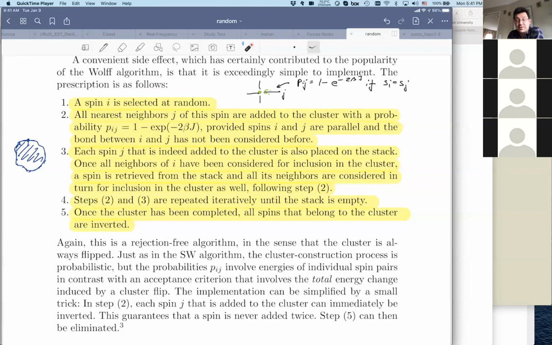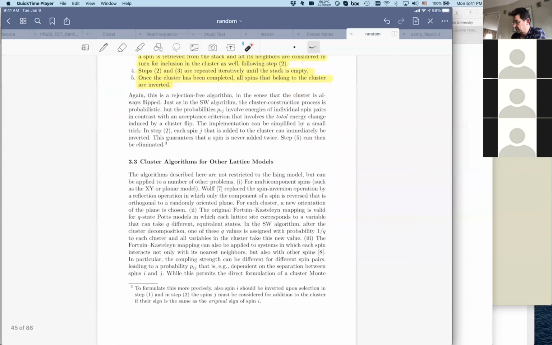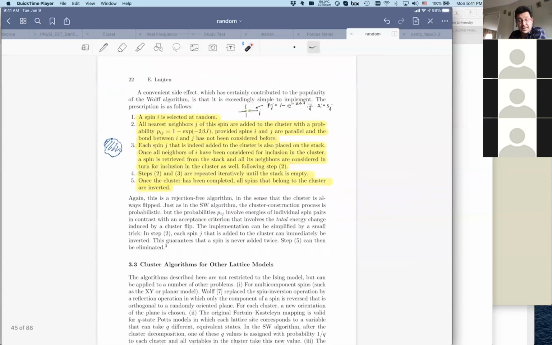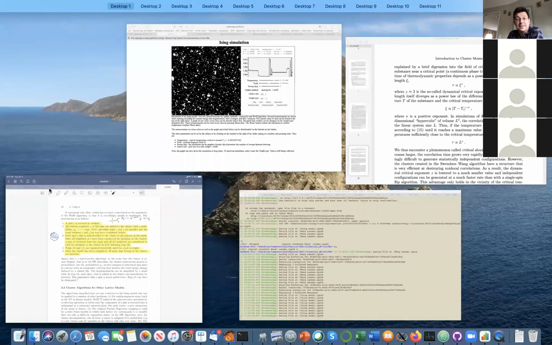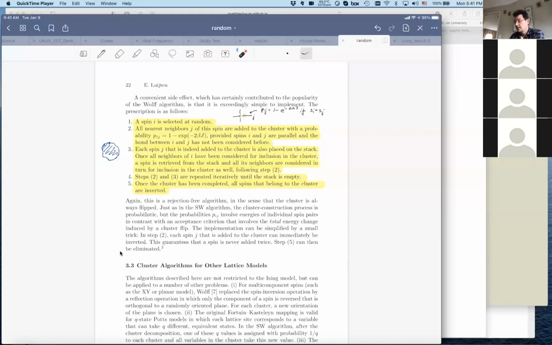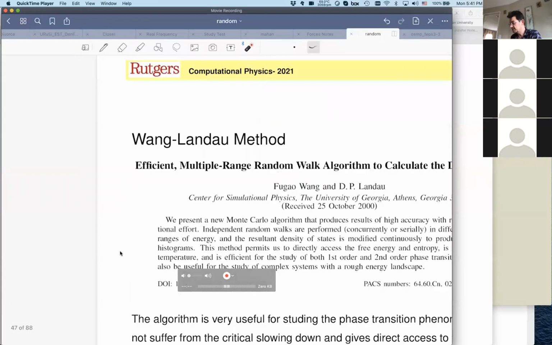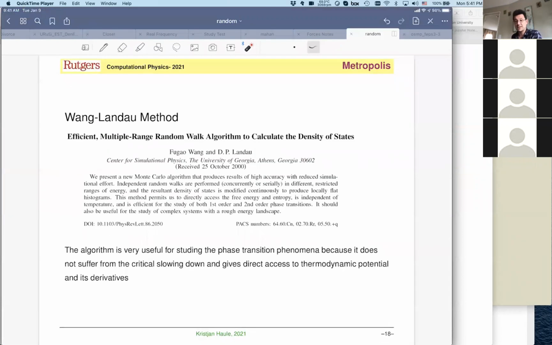Now, I just wanted to make you aware of these cluster updates, which are efficient and improve the algorithm substantially, but we are not going to actually implement them, and I didn't prove that this is the right thing to do. What we are going to do instead is calculate thermodynamic quantities with an even more efficient algorithm, which is called the Wang-Landau algorithm.